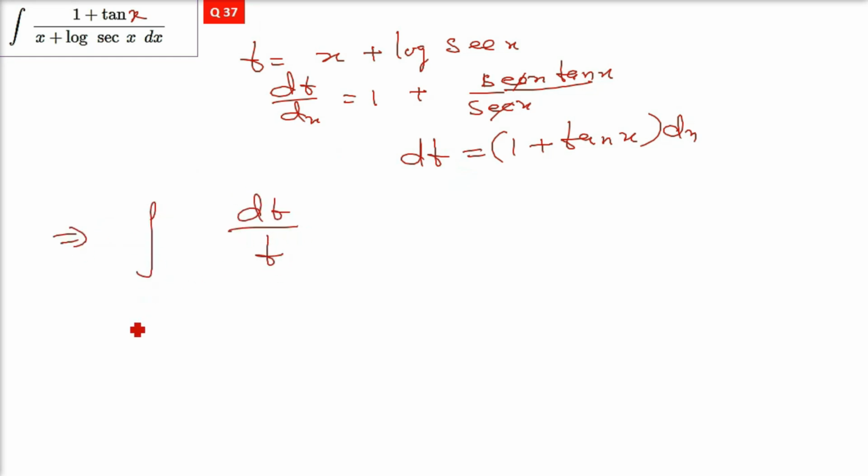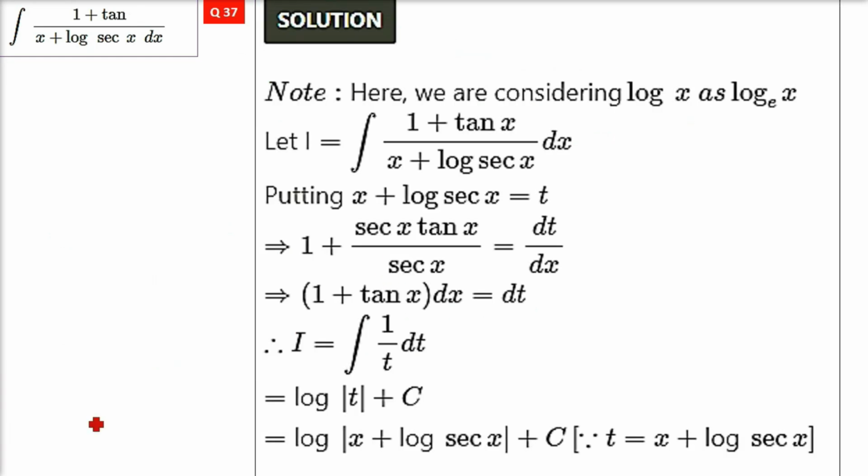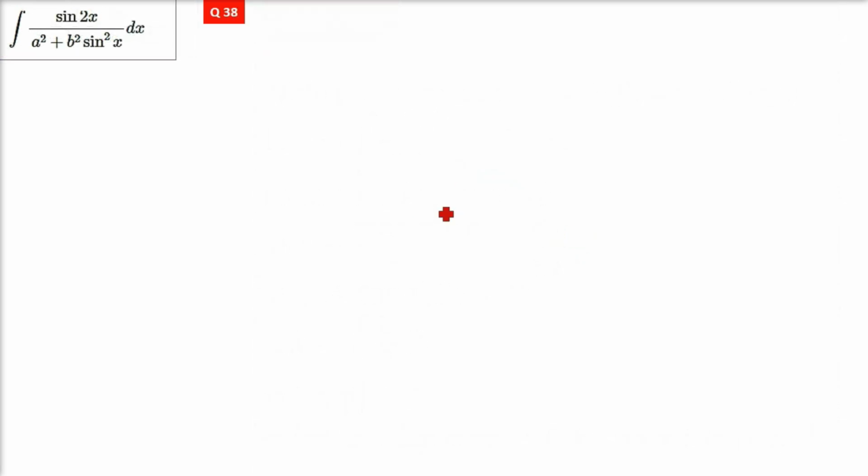Log modulus of t will come. So integration of dt by t, which is I equals integration of dt by t, is simply log modulus of t. Let me write it directly. x plus log sec x plus constant of integration. Just use the bracket, that will make the examiner happier. So this is how you are going to go about it. This is the solution, and writing is your idea. You need to write in your way.